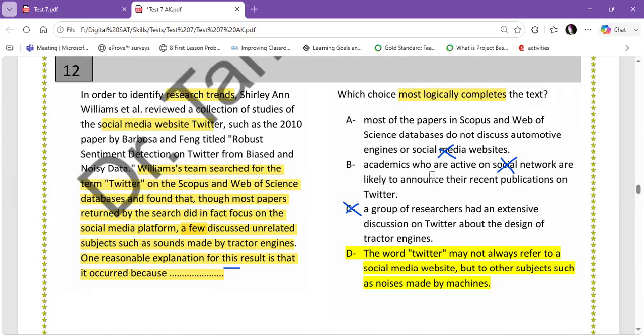Academics who are active on social networks are likely to announce their recent publications on Twitter. We didn't talk about that. We're talking about where the Twitter word comes from. A group of researchers have an extensive discussion on Twitter about the design of tractor engines. It's out of topic. The word Twitter may not always refer to a social media website. Yes, because it also refers to tractor engines, and to other subjects such as noises made by the machine. So the answer is D.